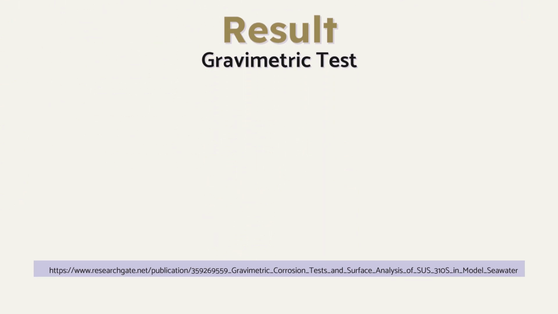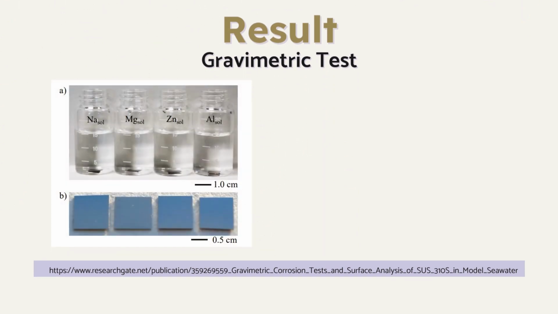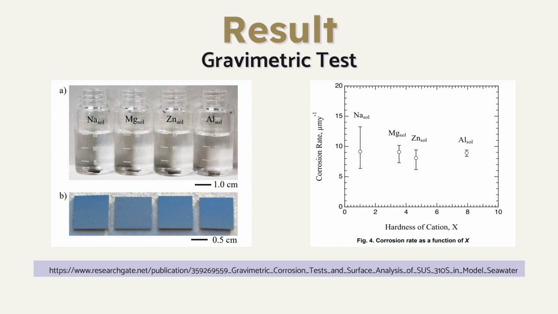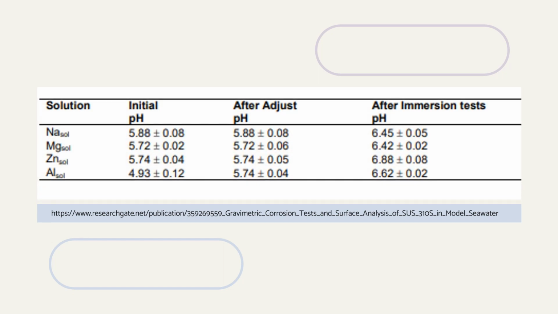Based on the gravimetric test results, no change in the appearance of the solutions was observed after 12 weeks of corrosion tests. Steel in Zn solution has the lowest weight loss, which shows the lowest corrosion rate. Also, the pH values increased slightly after the test due to the formation of hydroxide ions.